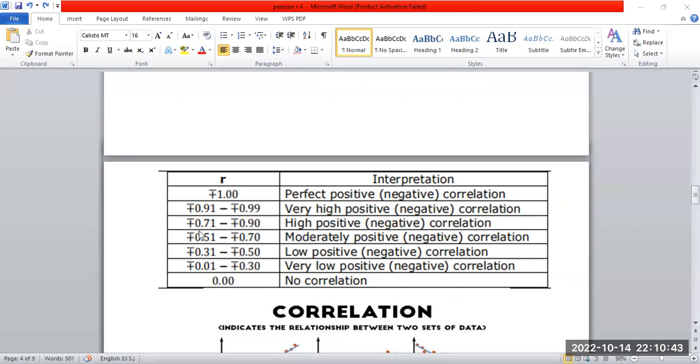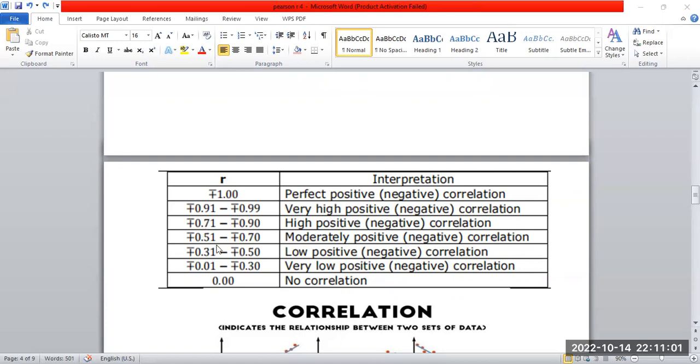Next interval is from 0.71 to 0.90. If it's negative 0.71 to negative 0.90, that's a high negative correlation. If it's positive 0.71 to positive 0.90, that's a high positive correlation.